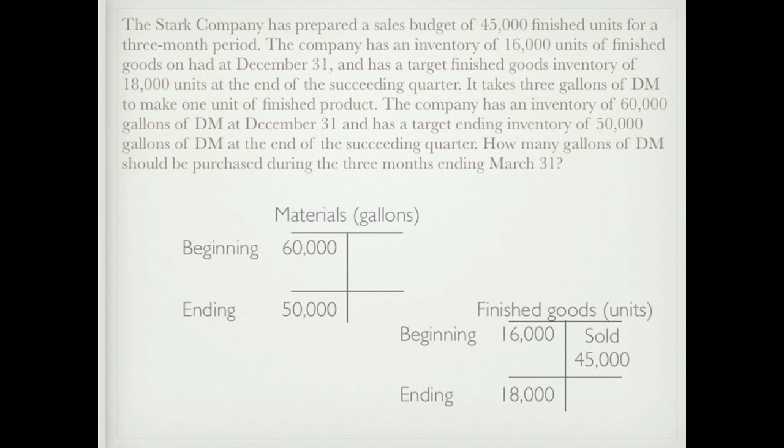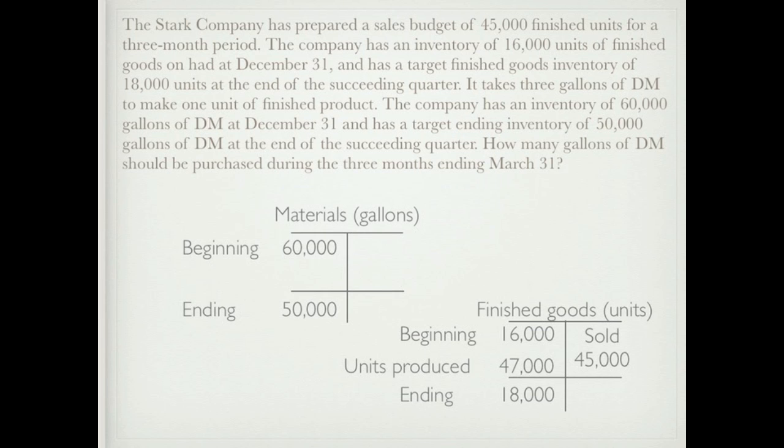So just as before, our inventory requirements here would be the 45,000 units we anticipate to sell and our target ending finished goods of 18,000. But remember, we've already got 16,000 in beginning finished goods. So all we need to produce are 47,000 units.